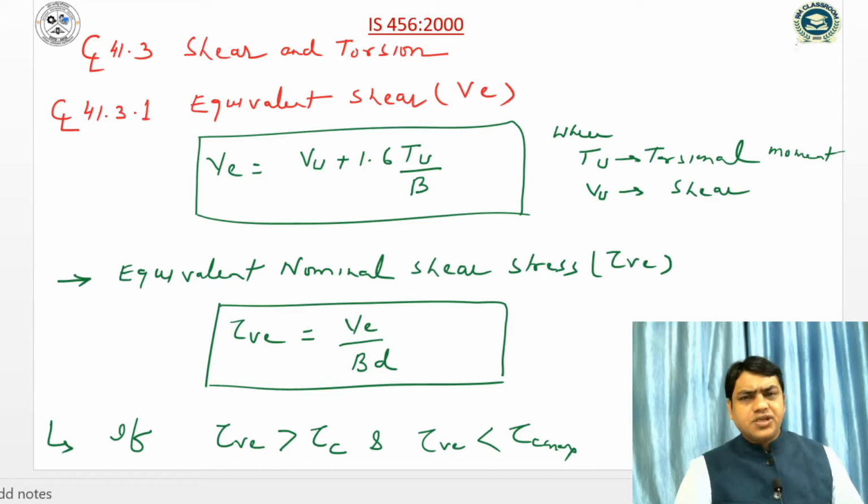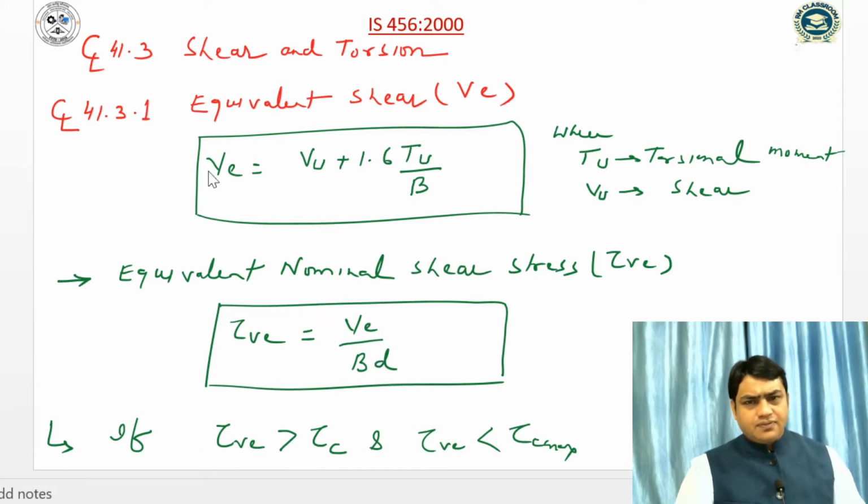So the code says that the equivalent shear can be computed as Ve = Vu + 1.6 Tu/b, where Vu is the factored shear force and Tu is the torsional moment. And the equivalent nominal shear stress can be computed as, we know that the nominal shear stress is the factored shear force divided by b into d, or here we can compute the equivalent shear divided by b into d.